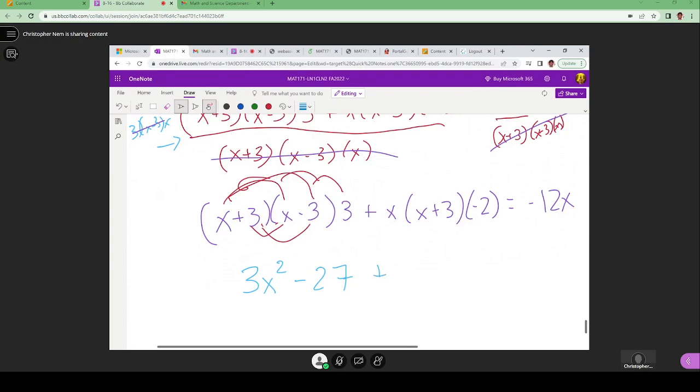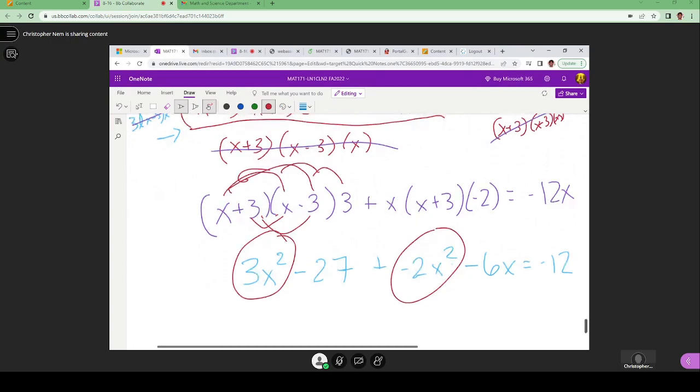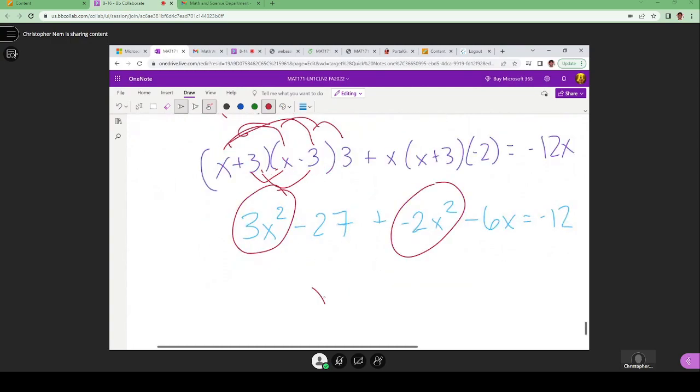Plus, and then what is this one right here? Negative 2x squared. And then what is that? Minus 6x equals negative 12. Combine like terms. This is like terms with this guy. And then those are the only like terms. And then you get, what is that? x squared minus 6x minus 27 equals negative 12. And we're almost done. We're almost there. Don't worry.